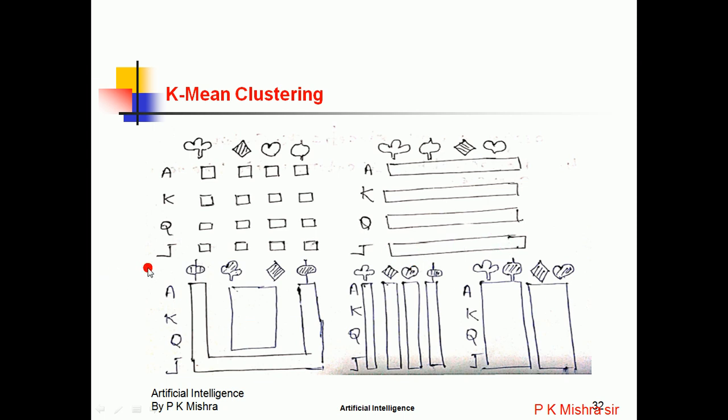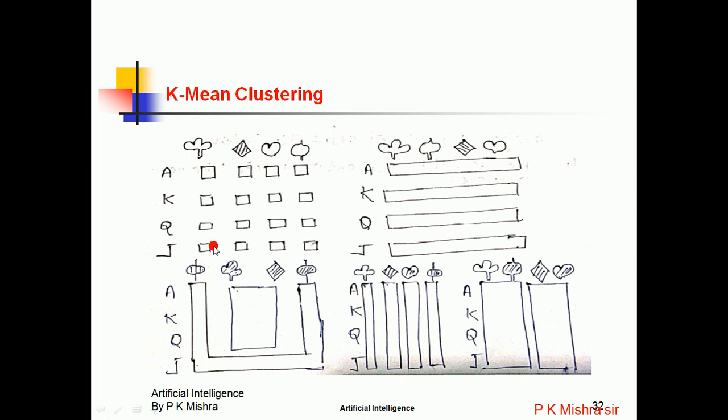There are different ways to make a cluster. If the objects in the first column and fourth row and fourth column are similar, this is how we make a cluster. If these six objects are similar, this is how we make a cluster. And this is the third method of making a cluster.